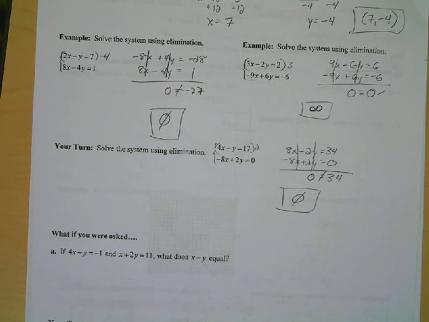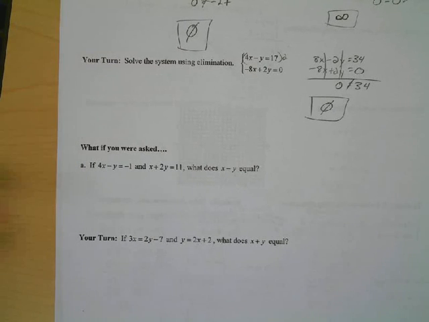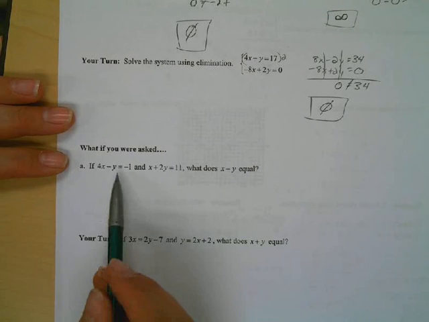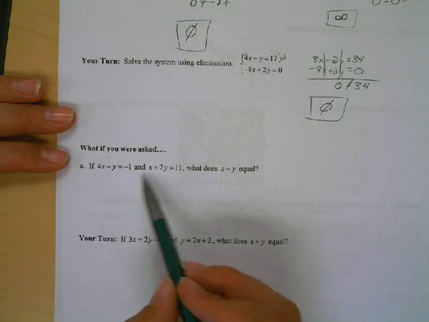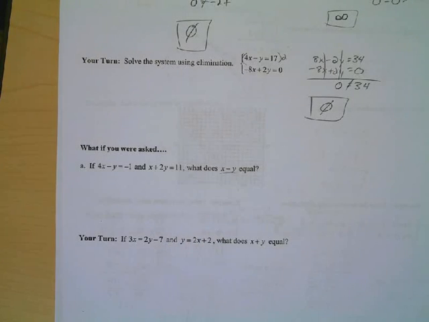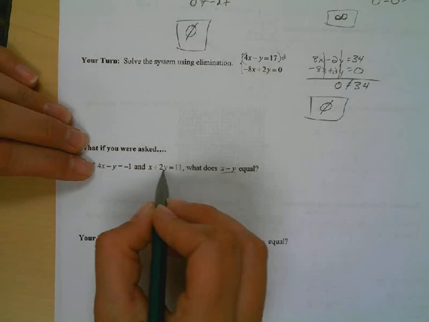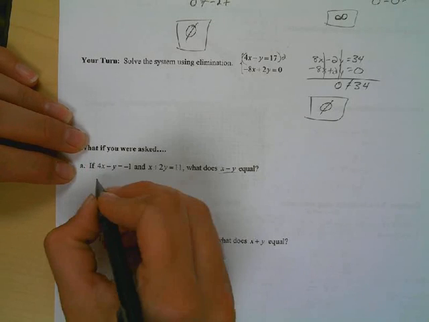That would be the ones that are set up as systems. Now, we could have something that looks like this, which is basically just a system that they didn't set up, but we're going to put them together. So they say if 4x minus y is negative 1, and x plus 2y is equal to 11, what does x minus y equal? Don't let that scare you. We have 4x minus y is negative 1, and x plus 2y is equal to 11. That's basically just a system.